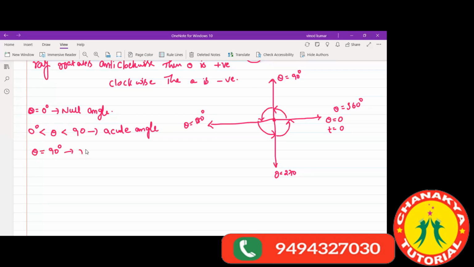Yes, 90 degrees means a right angle. The angle whose terminal side coincides with the initial side by rotation is called a turn. The total is one turn, and in that one turn, this 90 degrees is a 1/4. When theta lies between 90 and 180 degrees, it is an obtuse angle.